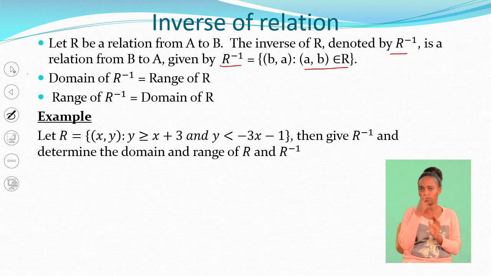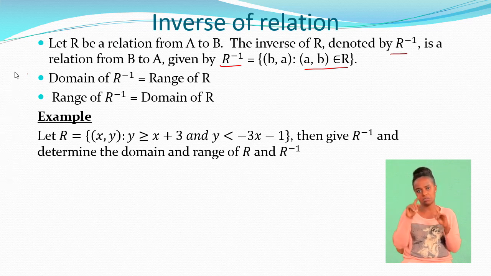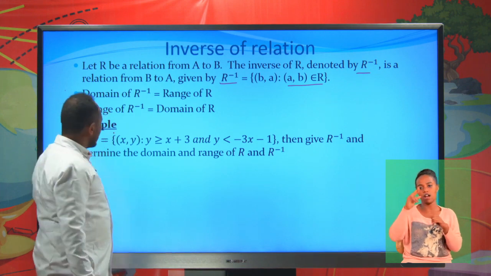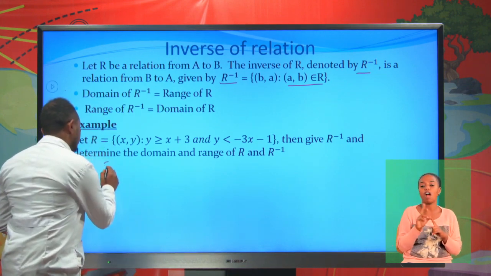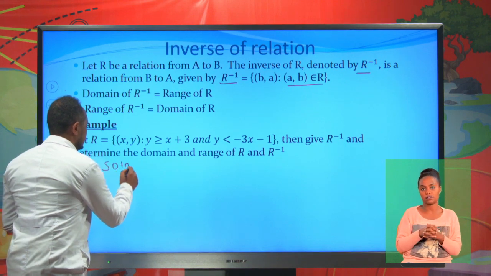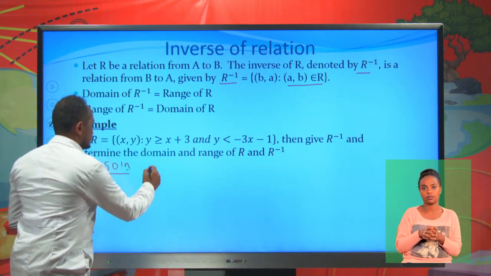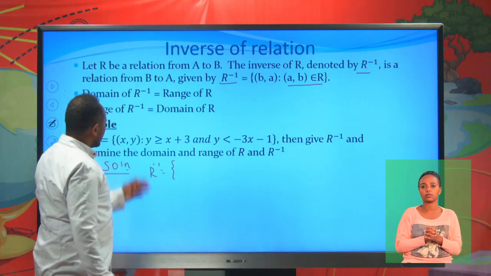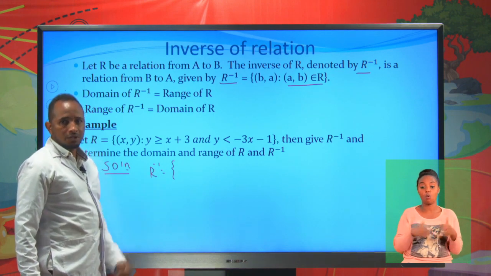Now let's see an example for this. Look at this one. We have R to be the ordered pair (x, y) such that y is greater than or equal to x plus 3 and y is less than minus 3x minus 1. Then give R inverse and determine the domain and range of R and R inverse. So to find the R inverse of this, we will have two ways of writing R inverse of this relation.